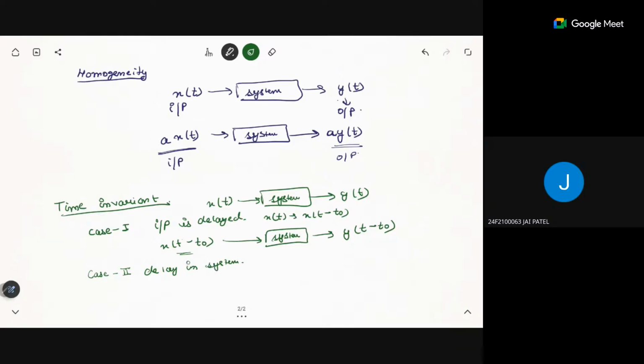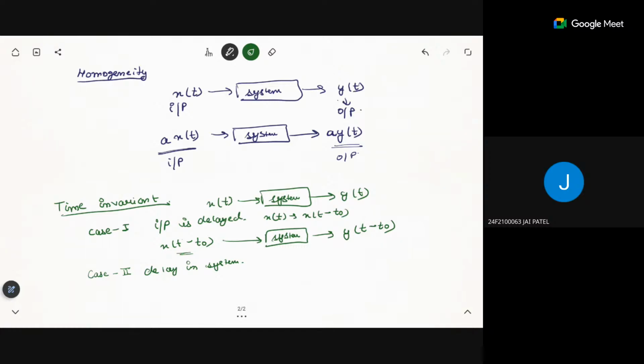Okay. So I wanted to give you an example. So just a minute, I'm searching for that example. What's that? I'm not able to find out.